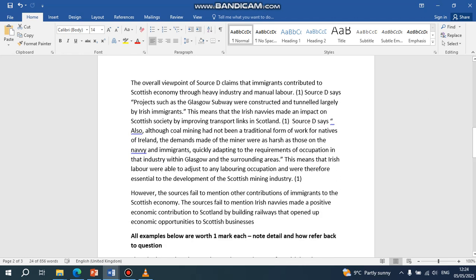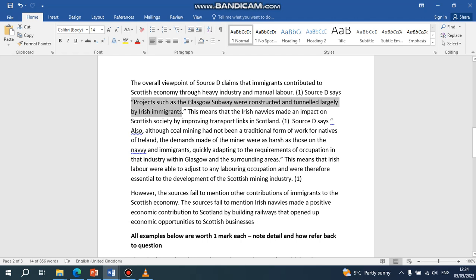Then we got source D, and we got the contribution to the Scottish economy through heavy industry and manual labour. Again, you won't have this word for word, but try and pick out what the source is talking about. Again, we've got a fairly short quote for this one. Construction tunnel large by Irish immigrants. And then we talked about the word navvies, a word that you met at the very start of the course. Scottish side improvement transport links in Scotland.